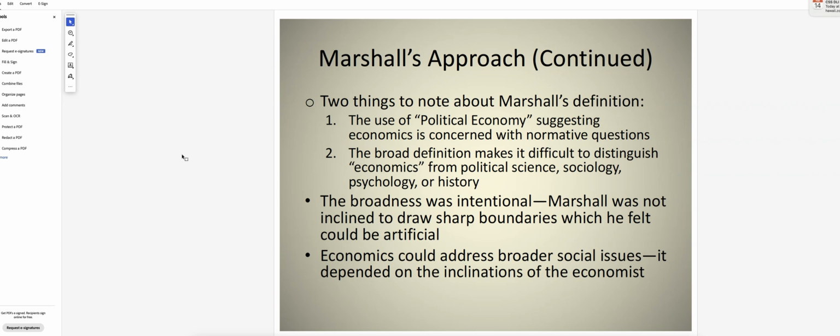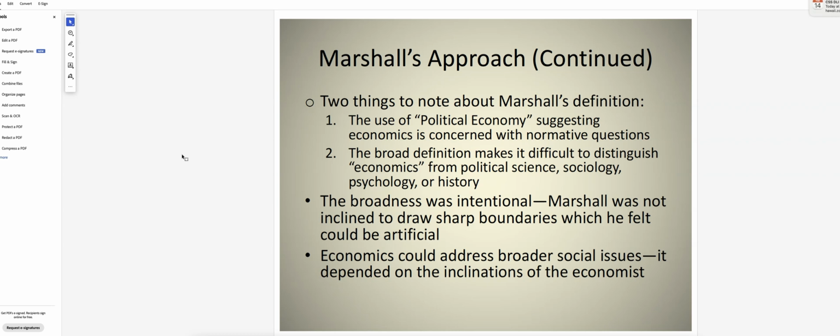Now, what this also means, which makes it a little bit different, is that Marshall is going to focus on the normative questions, again, the questions of what ought to be. Not too surprising given his focus on social reform. But the other part of this is that economics itself was considered quite broad and not too dissimilar from other social sciences like political science, sociology, psychology, or even history.